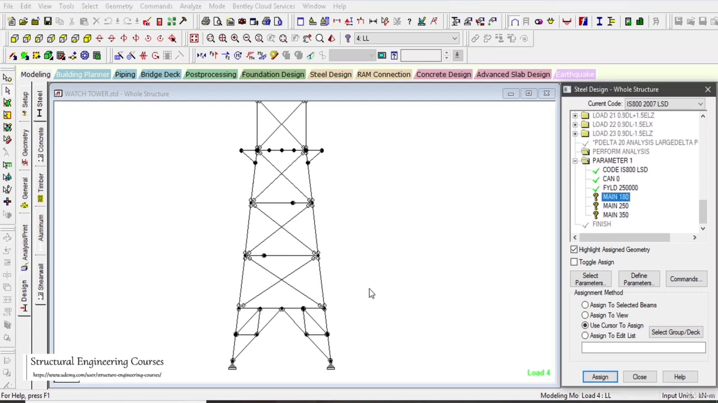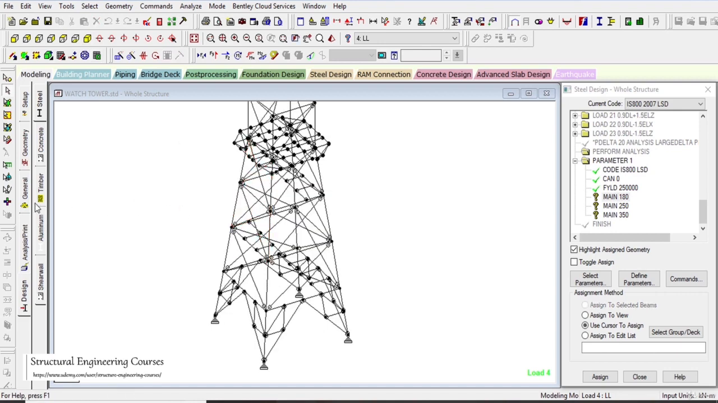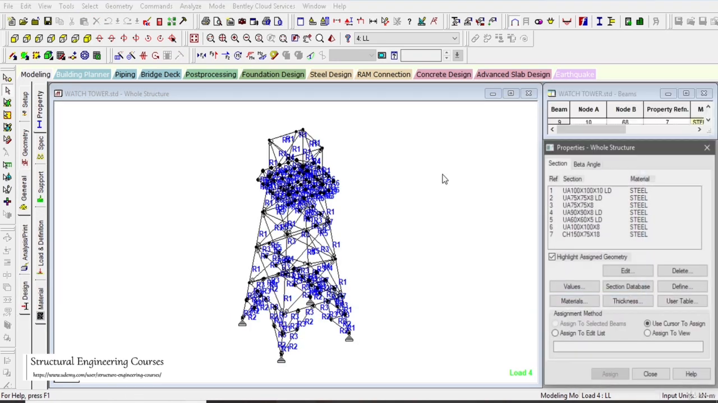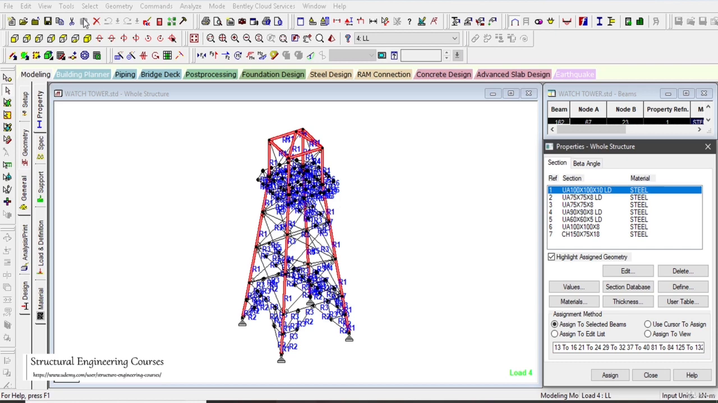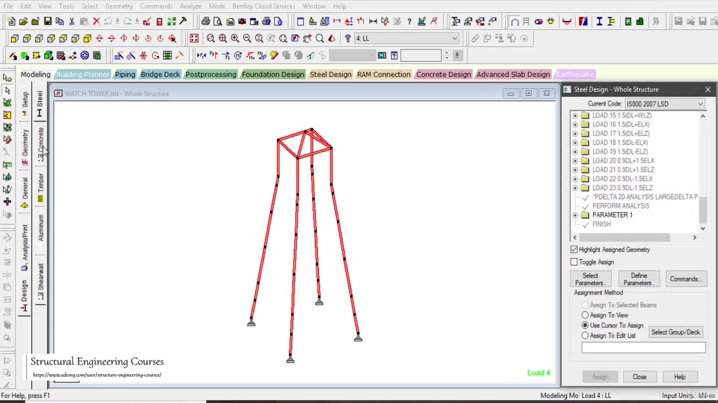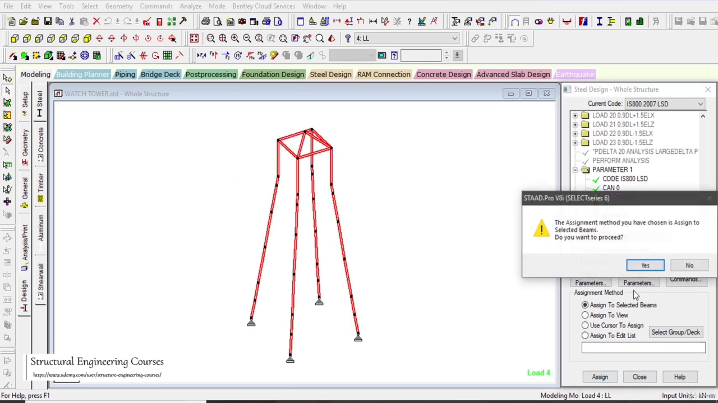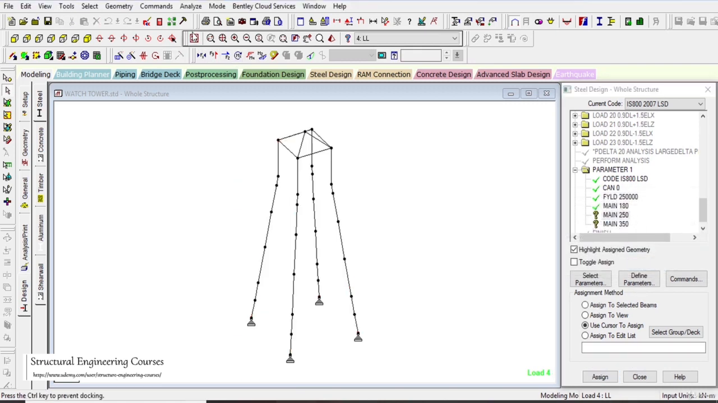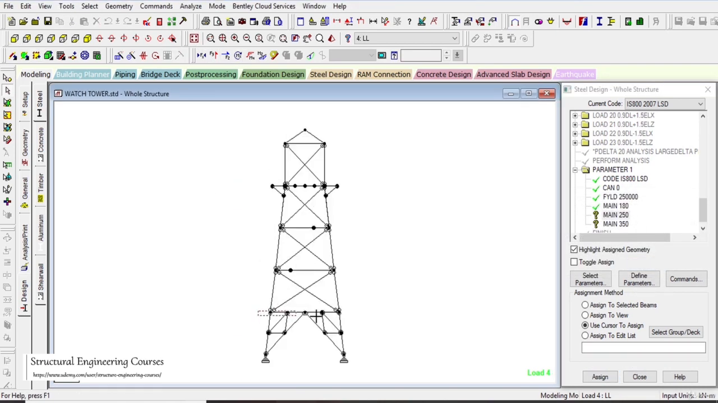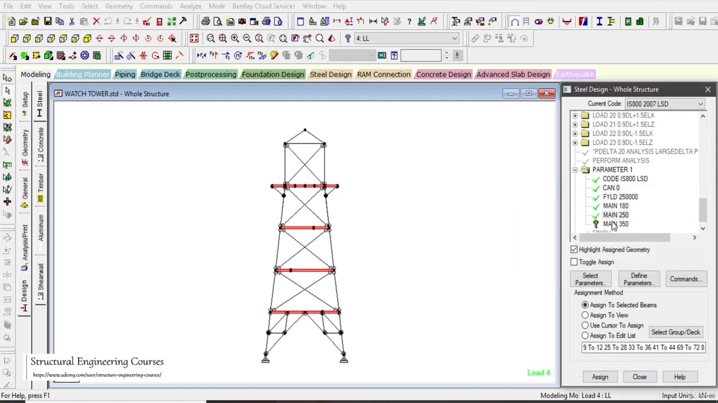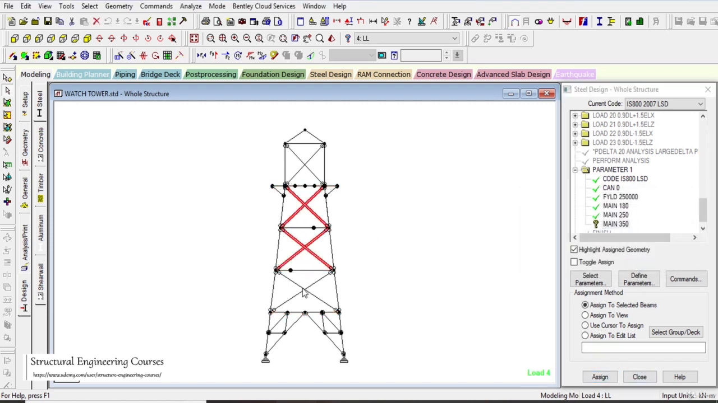So we can enter the mean 180 here for the main columns, that is this particular arrangement here. So we can go to design, steel, and mean 180. After that we can enter 250 for these members here, and 350 for all the bracings.